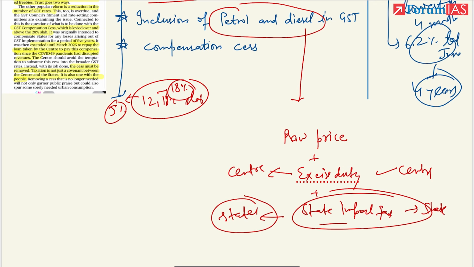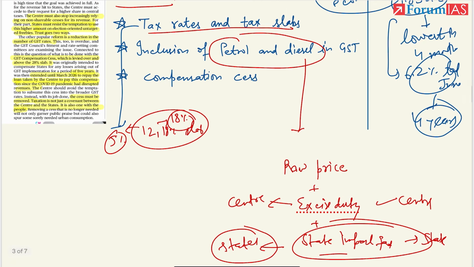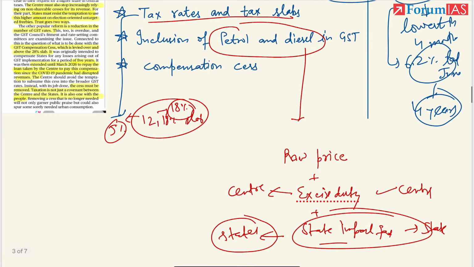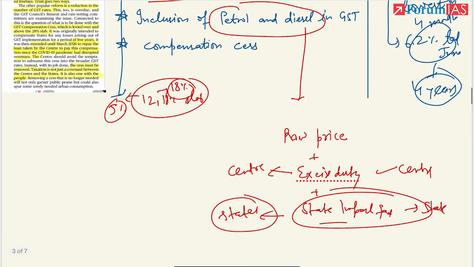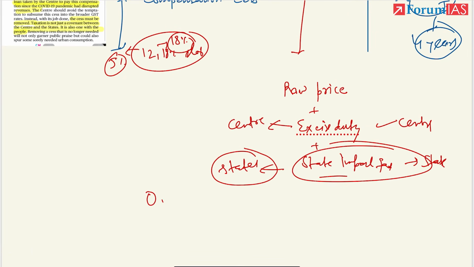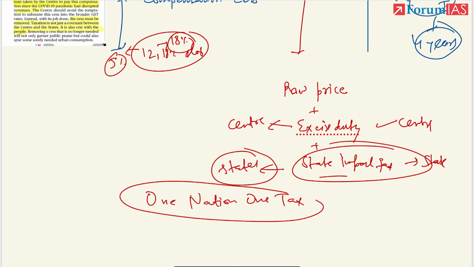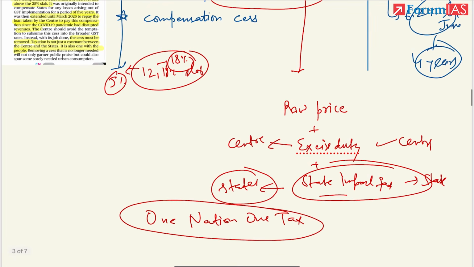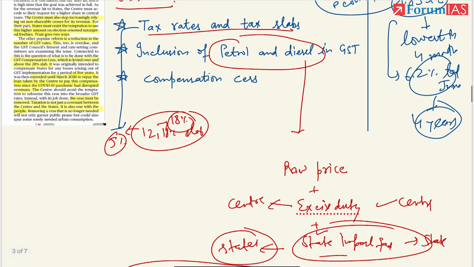So states are very reluctant for the inclusion of petrol and diesel in GST. Their fear is that their share in the revenue will fall. But this cannot be the reason, because GST is one nation, one tax. So mechanisms have to be set up where the states' revenue is not being lost and rationalization of taxes on petrol and diesel can happen.